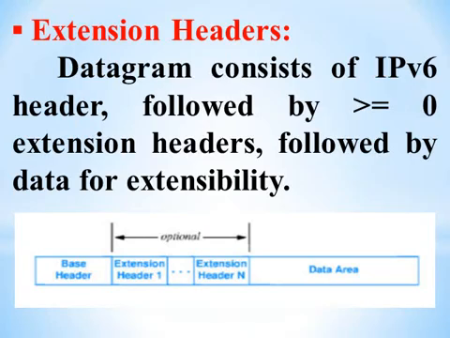The next is extension headers. A datagram consists of an IPv6 header followed by zero or more extension headers, followed by data, for extensibility. As shown in the figure, we have the base header, that is called the IP header. Then there is optional extension header 1, extension header 2, up to extension header n, and then the actual data. The data area represents the actual data of the packet, along with the base header and the extension headers.